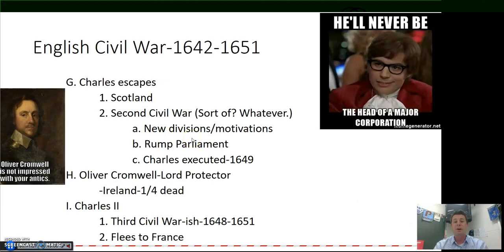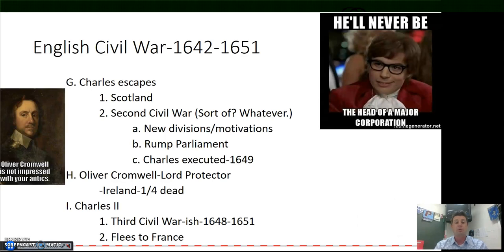New divisions, new motivations within the Roundhead regime, leading to the Rump Parliament, where basically a small group of Puritan-based leaders in Parliament say, okay, anybody who's not on board with completely getting rid of Charles I, you're out. And so they have their own mini parliament. And this Rump Parliament is going to last for quite a long time. Charles is captured again in 1648 and then is executed in 1649. His head is chopped off. This is a big deal. It's a regicide. It's the killing, the murder of a king.